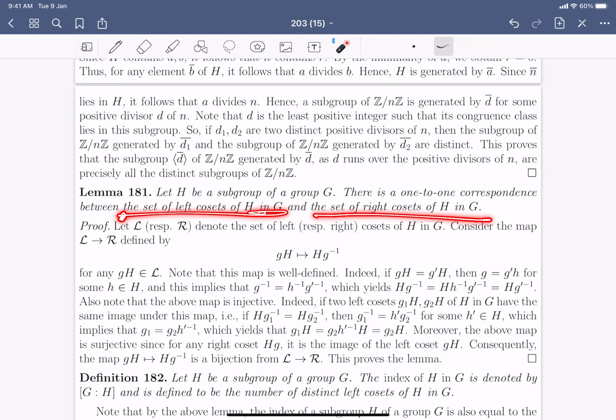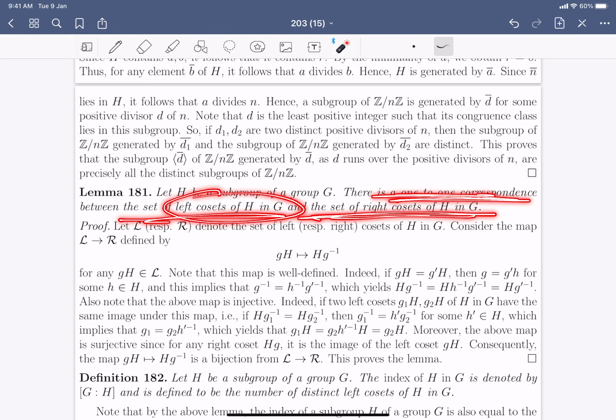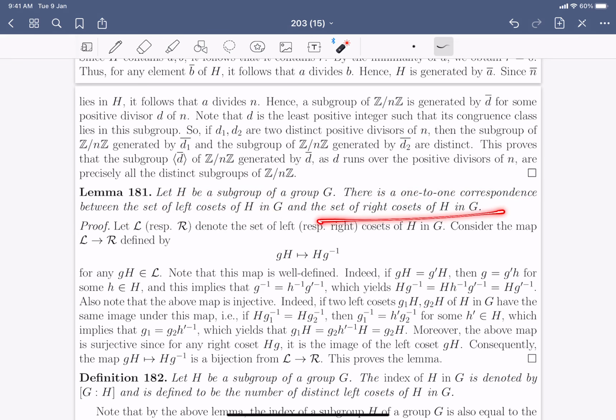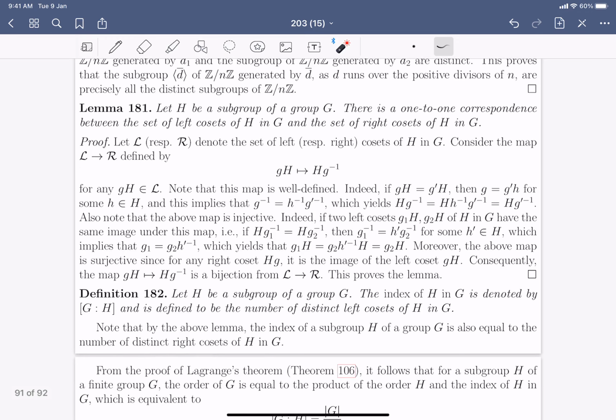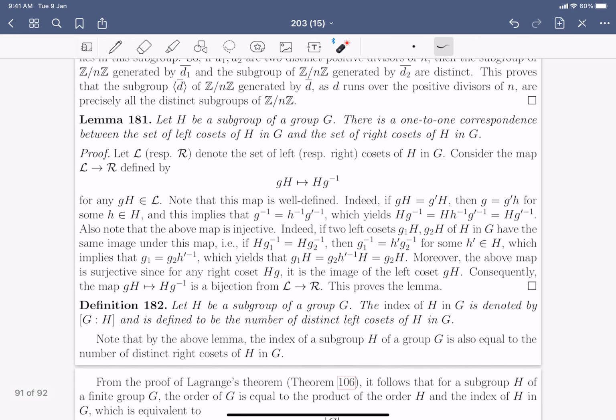As a consequence, there are several consequences of this lemma. One of the first consequences is that these two sets are of the same cardinality, right? If there is a one-to-one correspondence, then the number of left cosets of H in G is the same as the number of right cosets of H in G. Let me explain the proof.